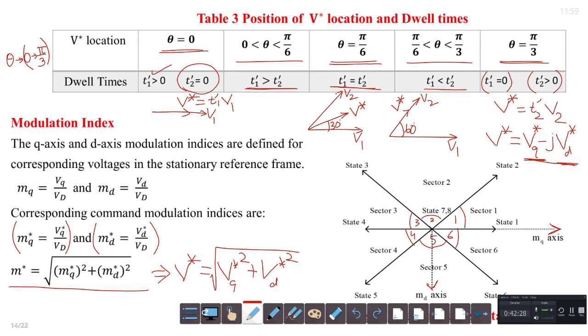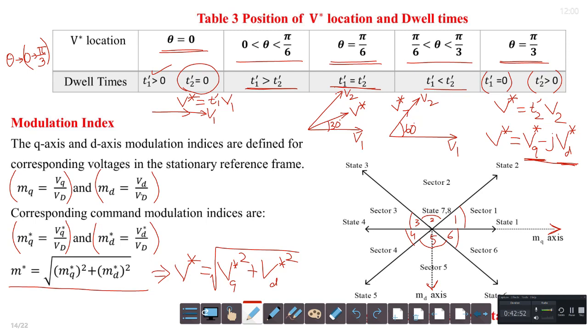So, you can deal with VQ star and VD star separately, or we can convert them to modulation index, because all the time the modulation index is defined by MQ for the Q axis voltage, given by VQ by VD, and the modulation index for the D axis voltage, that is MD, is given by VD by the DC voltage VD.